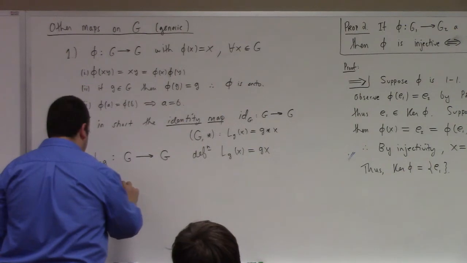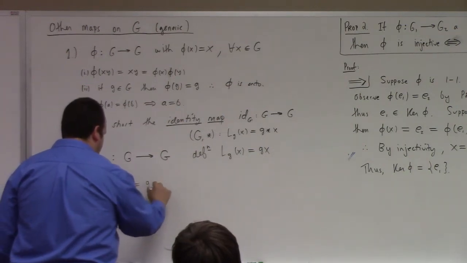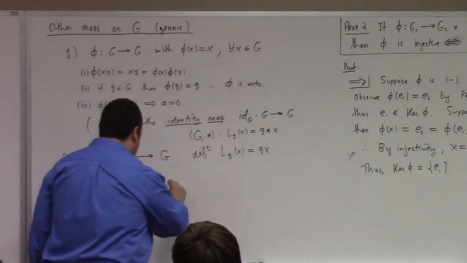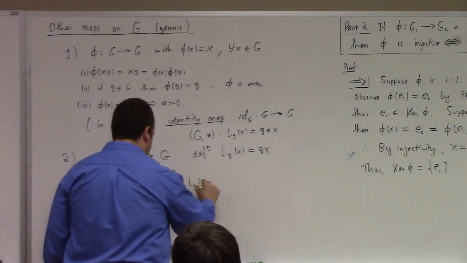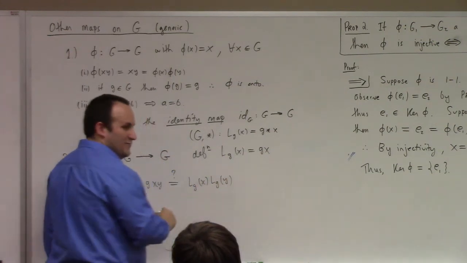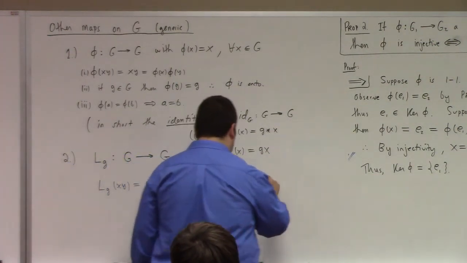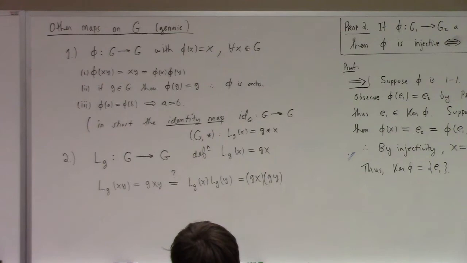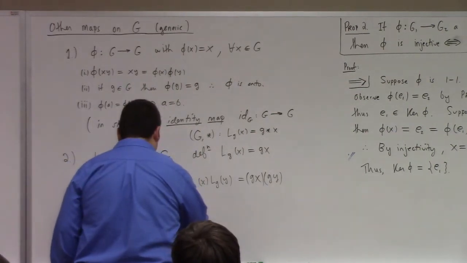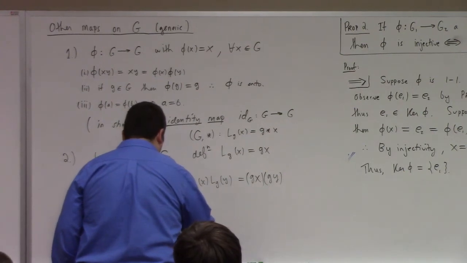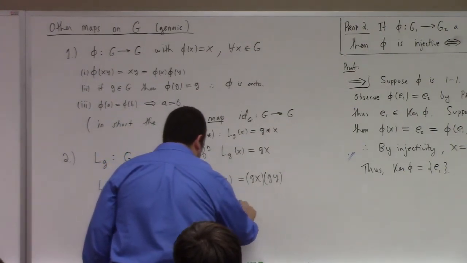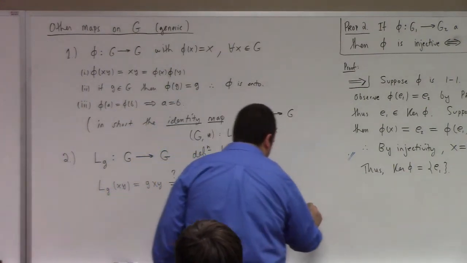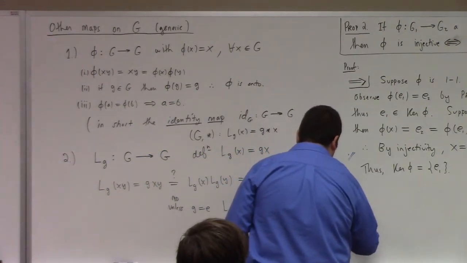Check it out. L_g of x times y would be gxy, right? Would this be equal to, question mark, L_g of x times L_g of y? Probably not, right? Because this is going to be equal to gxgy. Why would those be equal? Unless what? g is the identity, right? If g is the identity, and then we have L sub e of x, which is equal to ex, which is equal to x. Therefore, L sub e is equal to the identity on G.